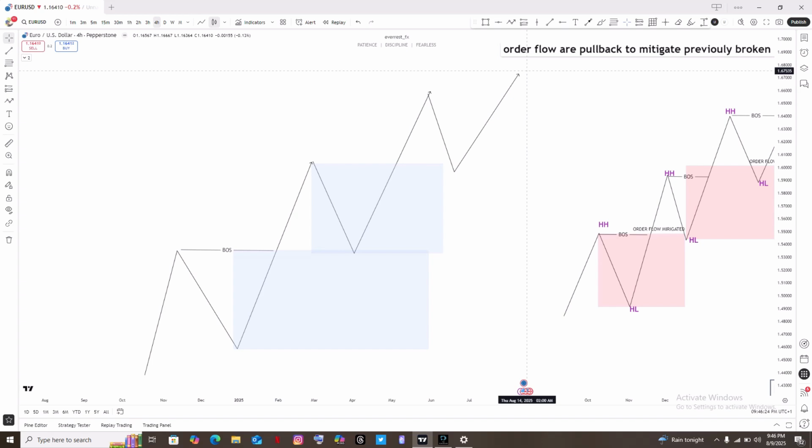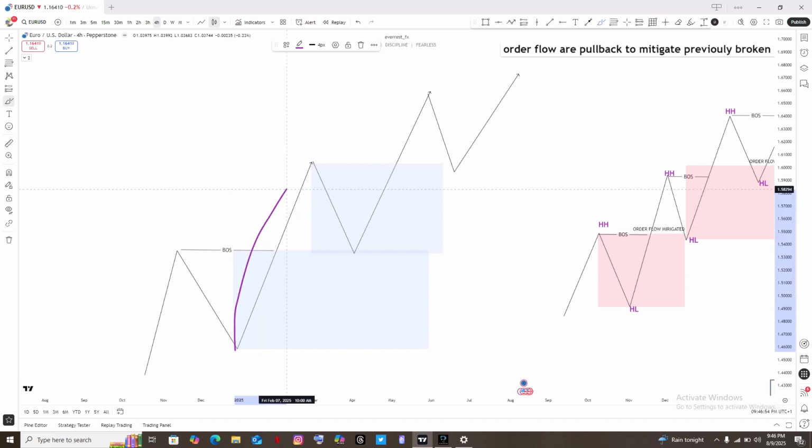I don't know if you understand. Order flow is a part of market structure. When you have a high, you must have a low. When you have another high, the market will have to retrace. That's why in the definition I said that order flow is a retracement to mitigate the previous broken structure in order to balance price. Do we understand? So in order for the market to balance price, the market will have to come down like that. Do you understand? Now, you had a break of structure here.